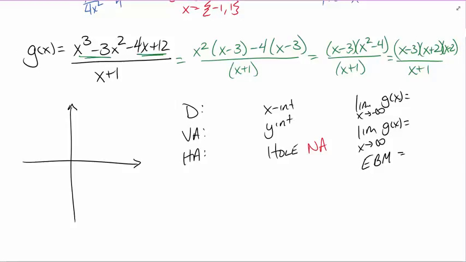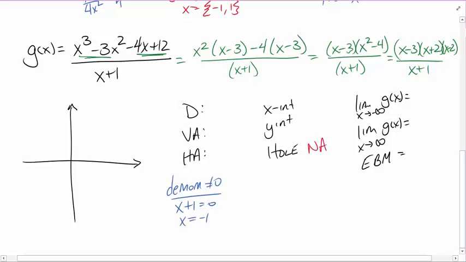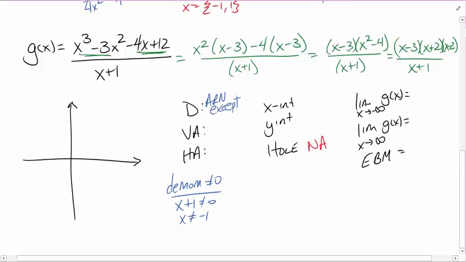I don't know exactly where to start, but I'll start with something that I find easy. Denominator cannot equal 0. That's going to help me set the vertical asymptote and the domain. So x plus 1 can't equal 0, so x cannot equal negative 1. My domain: all real numbers except x cannot equal negative 1. Vertical asymptote at x equals negative 1. We'll dot that on here.